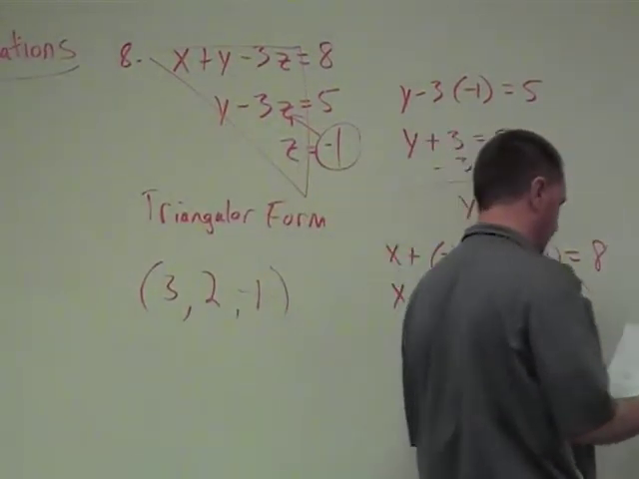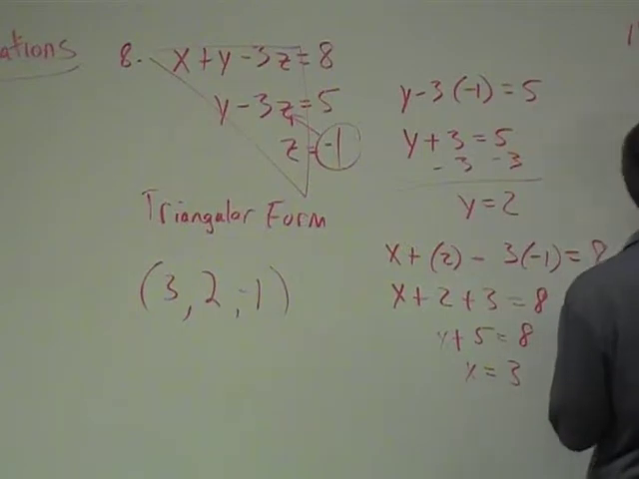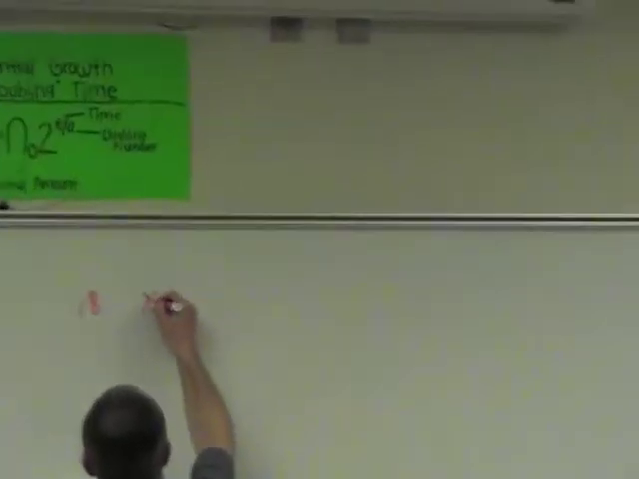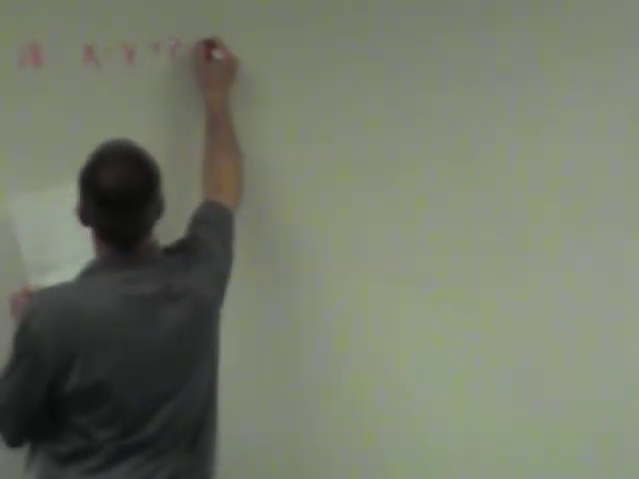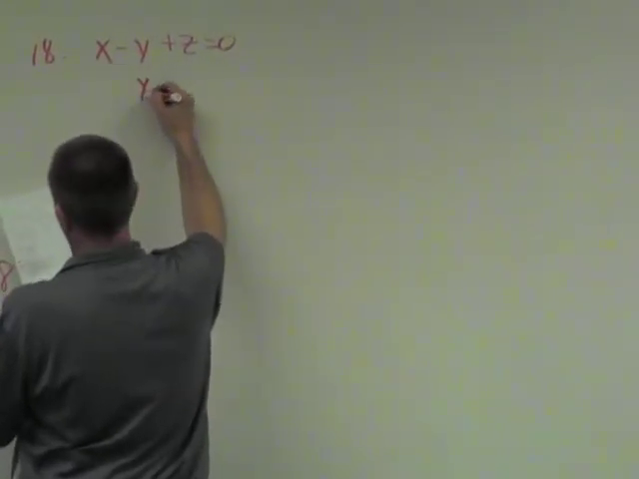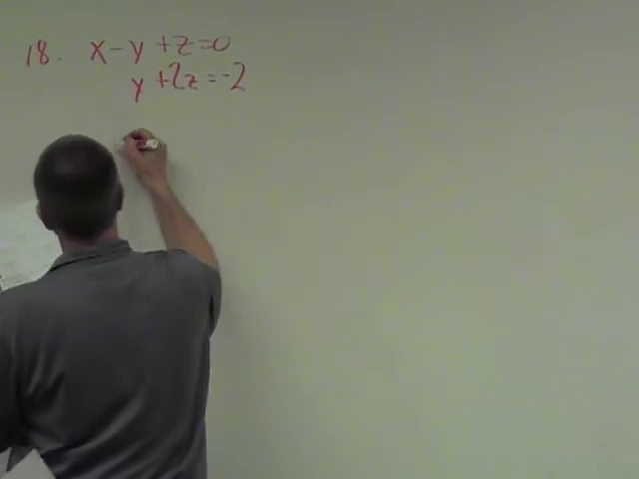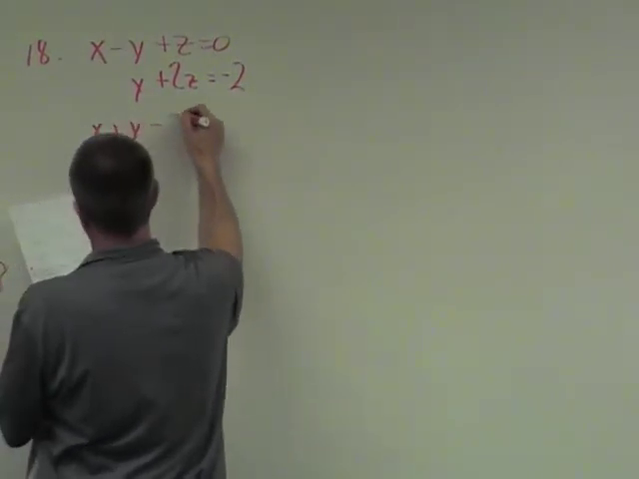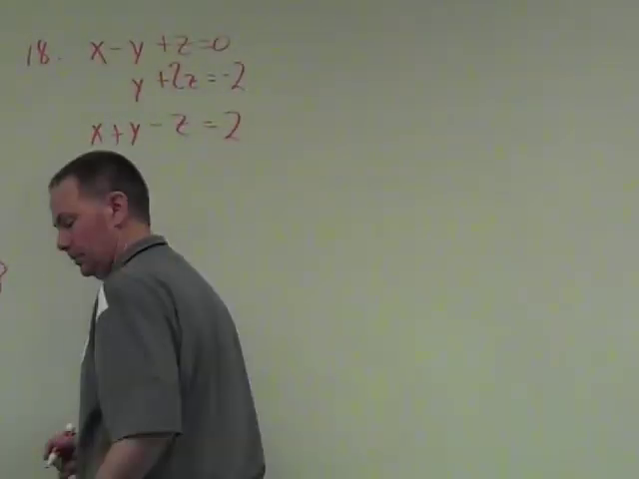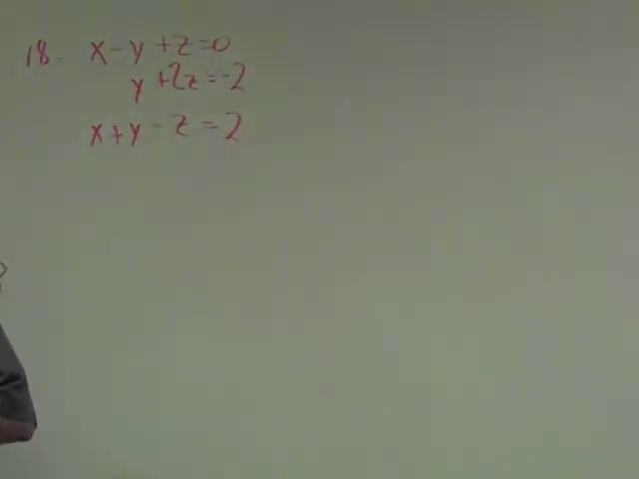That's the big question. So we're going to do number 18. This is going to take the rest of the board here. X minus y plus z equals 0. Y plus 2z equals -2. X plus y minus z equals 2. Okay, let y'all write that down. And we'll talk about what we're doing.